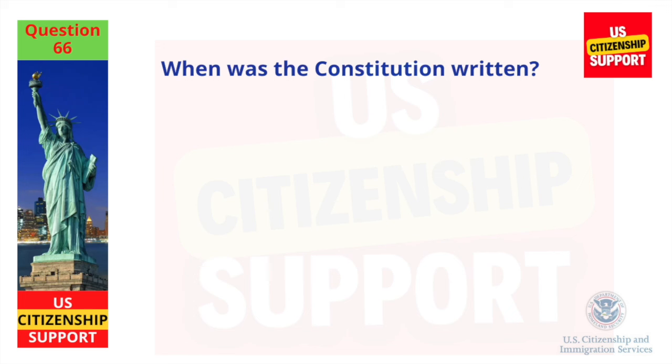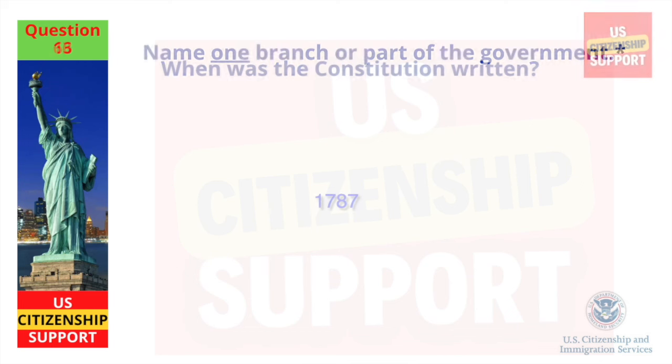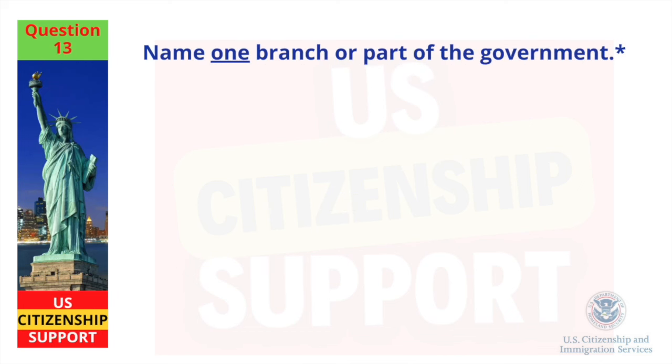When was the Constitution written? 1787. Name one branch or part of the government. Congress.